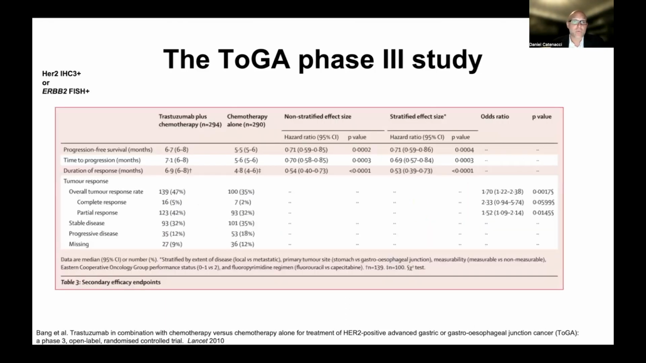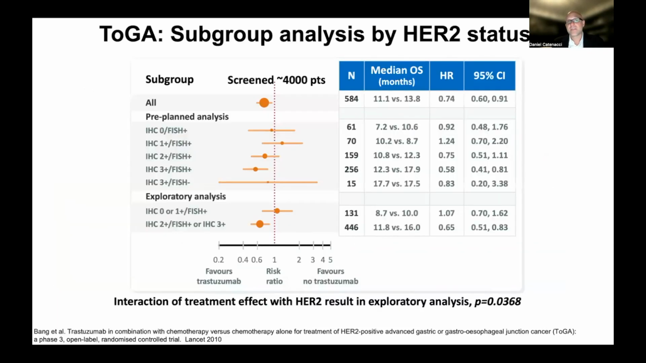In addition to that, the response rate was higher in patients who had trastuzumab compared to no trastuzumab, about 12% more responses as seen on CAT scans. And then this is an important slide to look at. This, remember, is called a forest plot, which is looking at subgroup analyses. If the outcome is towards the left of the center line, then it indicates that it favors trastuzumab. If it's to the right, it would favor no trastuzumab. If it's in the middle, then there's no real clear difference.